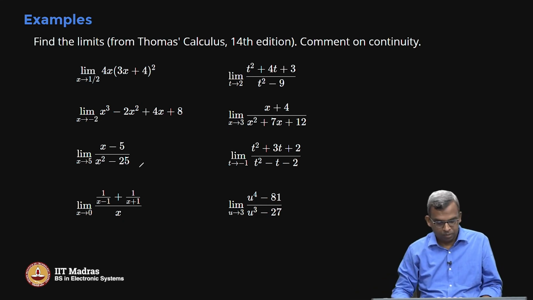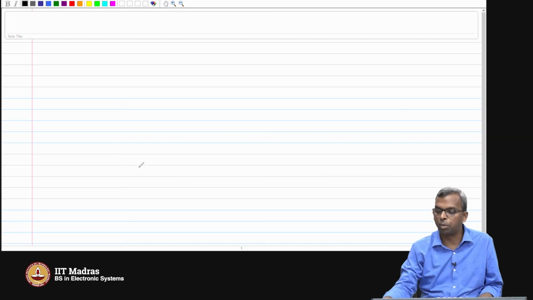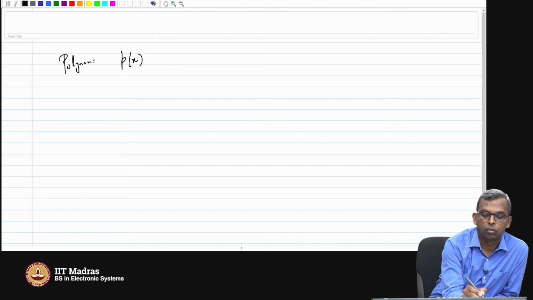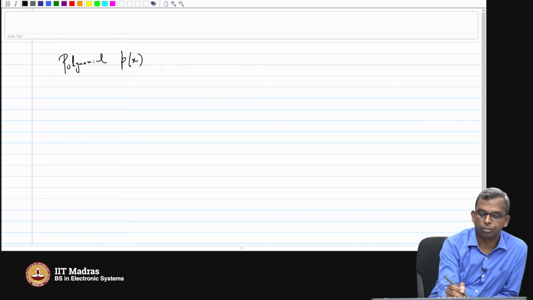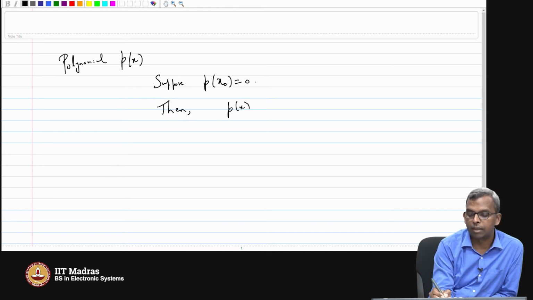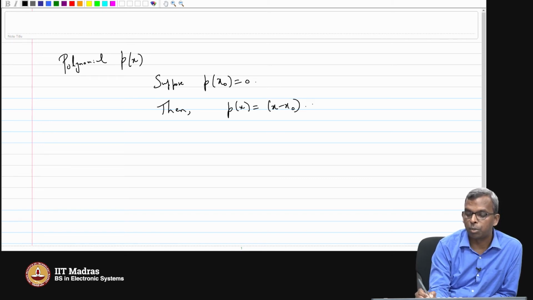So here is a very simple rule I will teach you about polynomials. Supposing you have a polynomial p of x, and suppose p of x naught equals 0. Then p of x can be written as (x minus x naught) times another polynomial, which I will call q of x. Okay, so this is an important result.